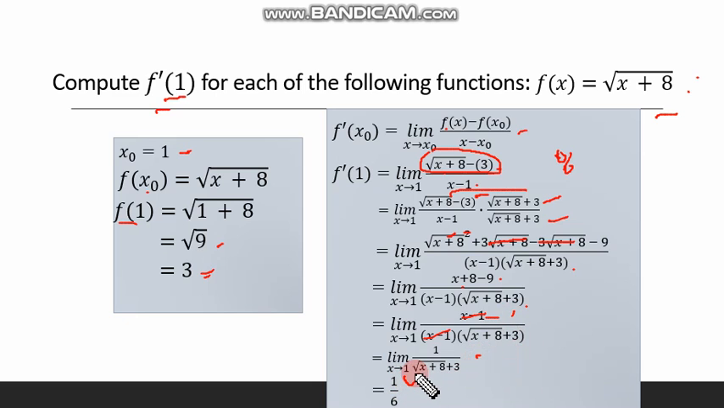We could substitute the value of x with 1. So 1 plus 8 is 9, square root of 9 is 3, and 3 plus 3 is 6. So the answer is 1 over 6 or 1/6. This is the derivative of a function at x equal to 1, or f prime of 1.